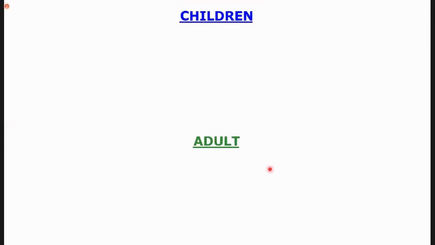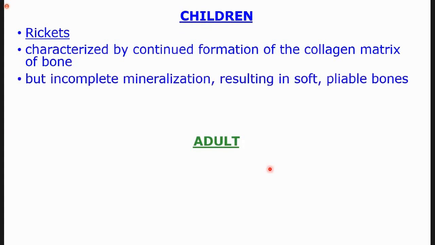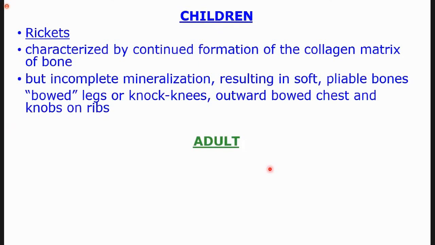Now, the manifestation of vitamin D deficiency is a little bit different in children and adults. In children, it is manifested in the form of rickets. Rickets is basically characterized by continued formation of the collagen matrix of bone, but incomplete mineralization, resulting in soft, pliable bones. That can lead to bowing of bones, bowed legs, knock knees, outward bowed chest, and knobs on ribs, which are some of the characteristic findings in children suffering from the rickets of vitamin D deficiency.